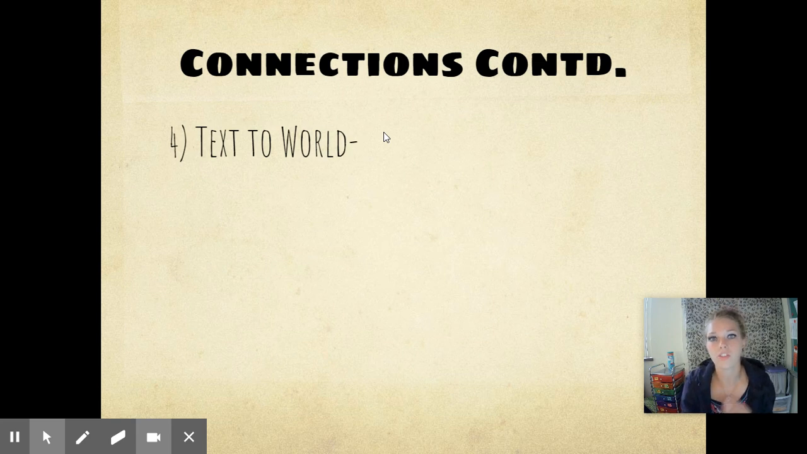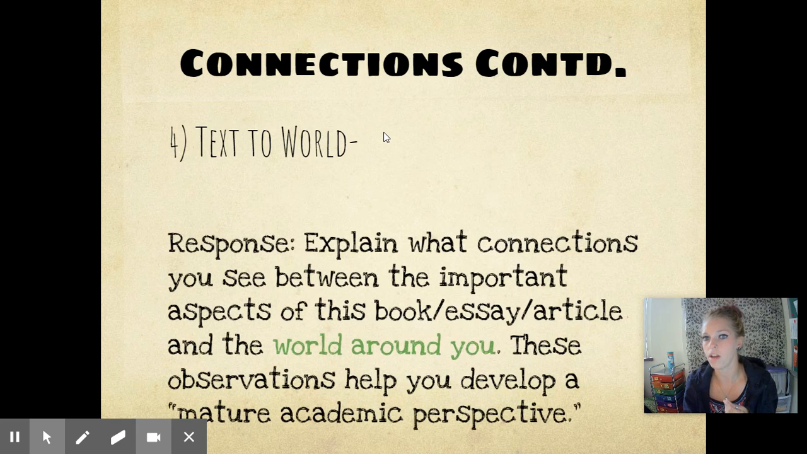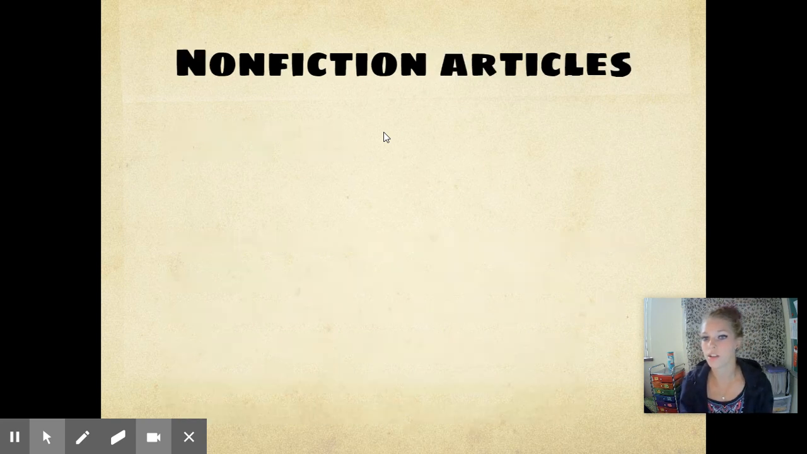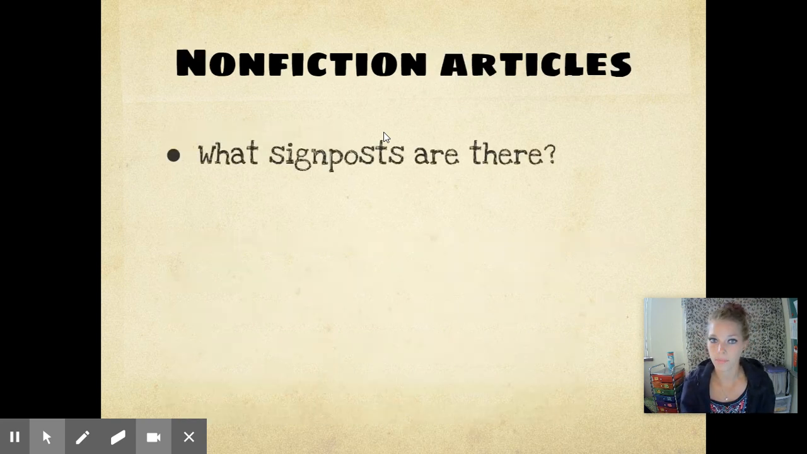The last one is text to world. This is the one I want you to kind of think outside the box and challenge yourself a little bit more to make that connection. Text to world is going to be explaining what you see between what's important of that essay, the article, the book, and then the world around you. So how does it affect what you're doing in your day-to-day life? That is kind of like a more advanced thing to be able to do. So I'm going to try and push you to do this near the end of the school year.